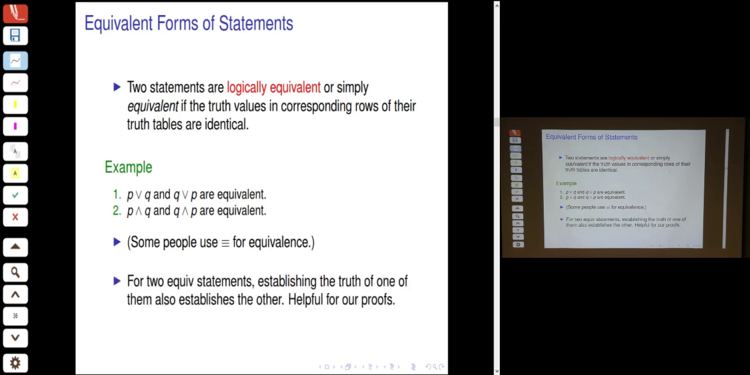Now, why do we care about equivalence? This is because if I have two equivalent statements, if I know one of them is true, the other one is automatically true, right? Because they have the same truth. So that's why it could help us.